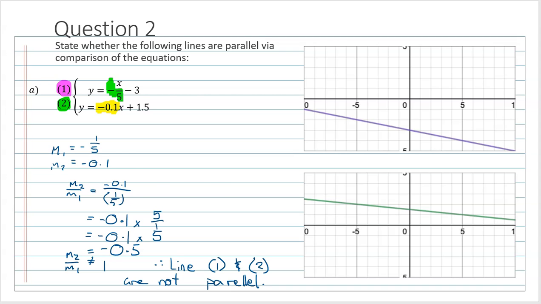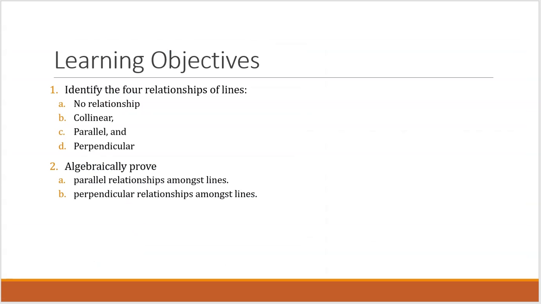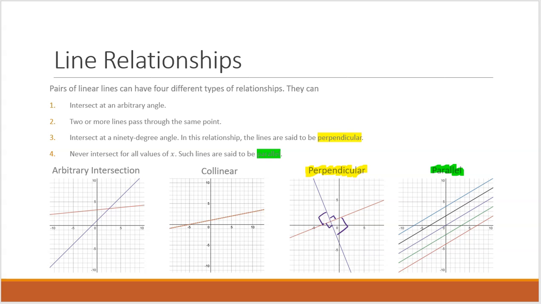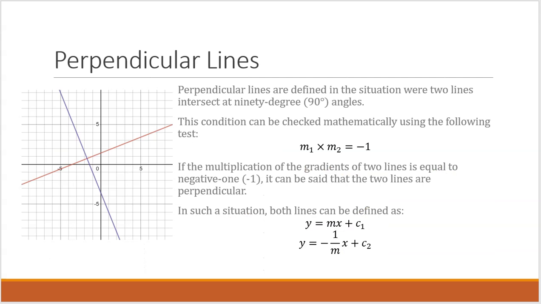Recall in our learning objectives, we've had a look at four relationships, and we've algebraically proven the relationship of parallel lines. Now we want to move on to perpendicular lines. Remember that perpendicular lines are lines that intersect, and the angle they create is 90 degrees. We can prove that two lines are perpendicular by comparing the two gradients of the lines and seeing if the multiplication of m1 and m2 is equal to negative 1.